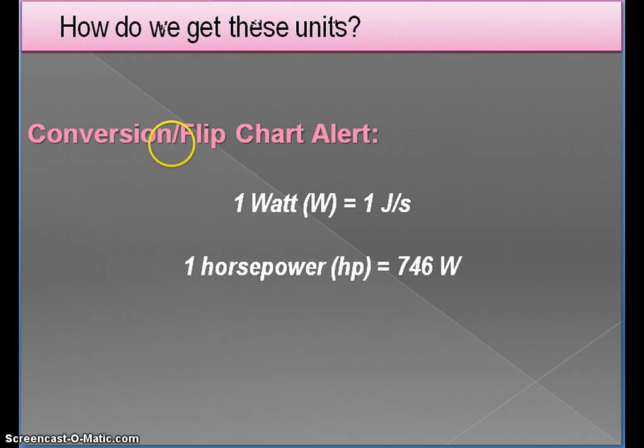Make sure you write this down. We don't have a conversion or a flip chart in here anymore, but you can write it down in your margin. 1 watt is 1 joule per second, and 1 horsepower is 746 watts.